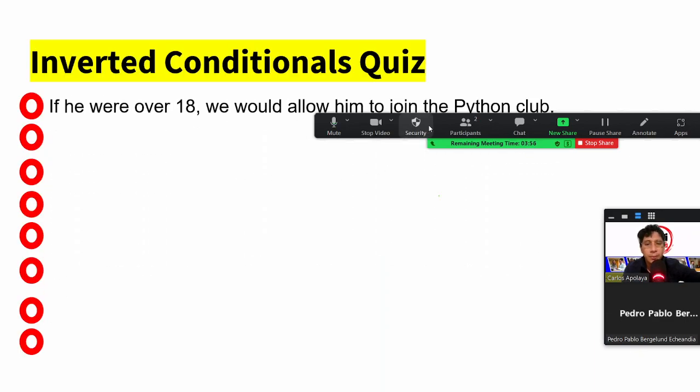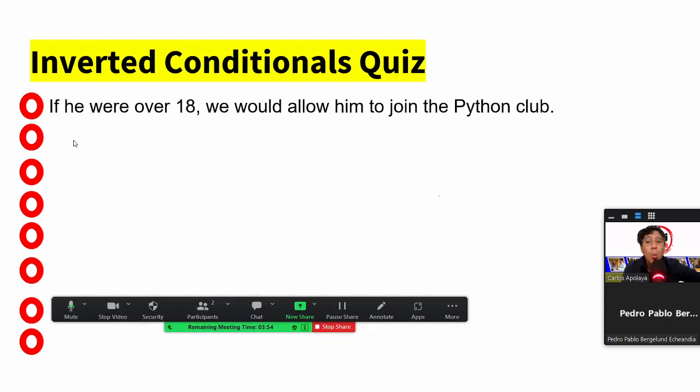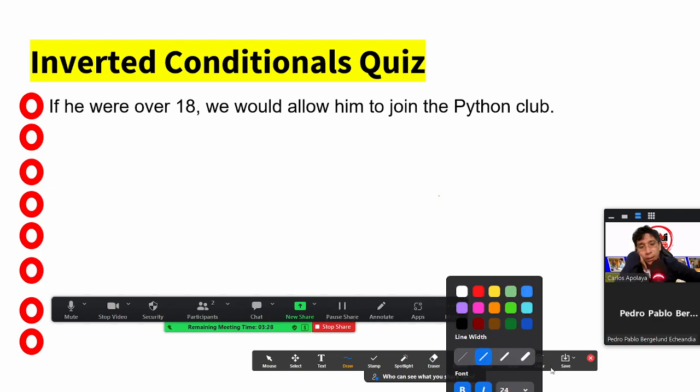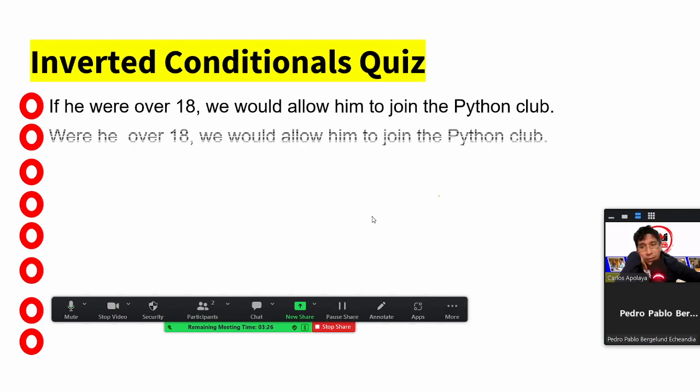A ver tú. If he were over 18, we would allow him to join the Python club. What is the answer? Me fijo, primera, segunda condicional. Second. ¿Utilizo should? No. Ahora, cuando es segunda condicional, ¿qué pongo primero? Were he over 18, we would allow it. Were he over 18? Amazing.